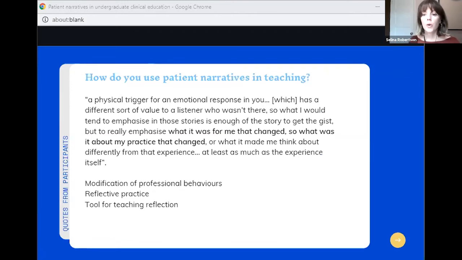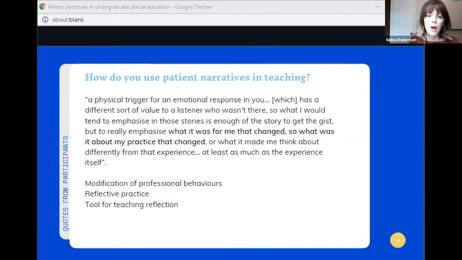So I really like this quote because I think there's a lot going on here. We're talking about modification of professional behaviours, reflective practice. We're also talking about using these narratives as a tool to teach reflection, which I think is very interesting.